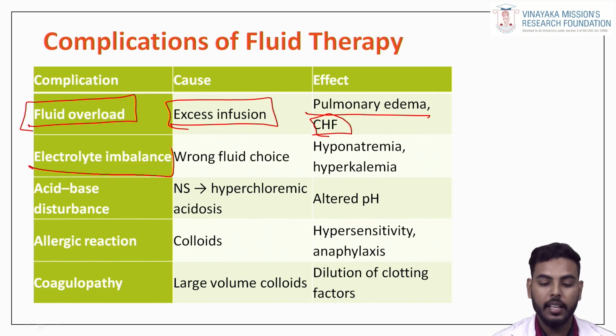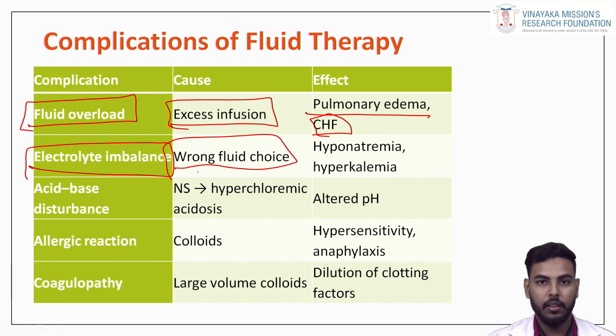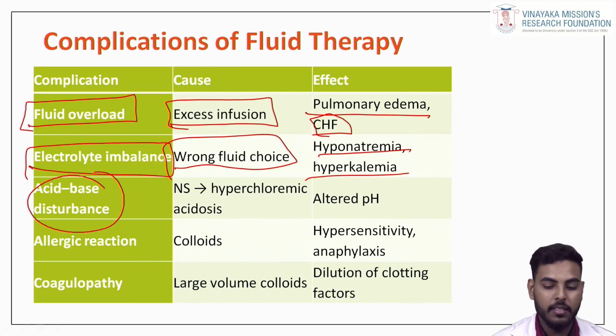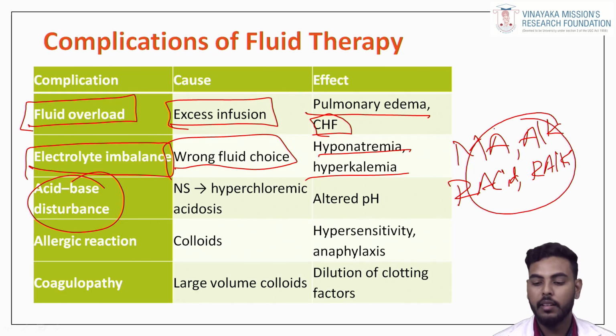Next is electrolyte imbalances. In electrolyte imbalances, we actually have to give the electrolytes, but if we make a wrong fluid choice, there will be hyponatremia, hyperkalemia, and other electrolyte disturbances. The third is acid base disturbances, like metabolic acidosis or alkalosis, then respiratory acidosis or respiratory alkalosis. So these are the metabolic or acid base disturbances.